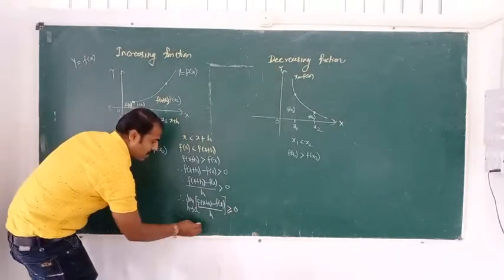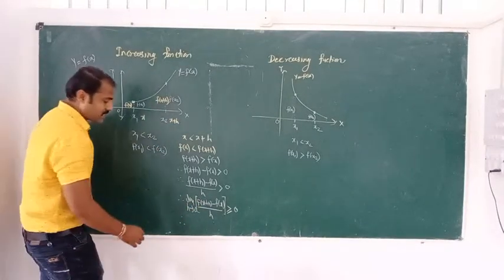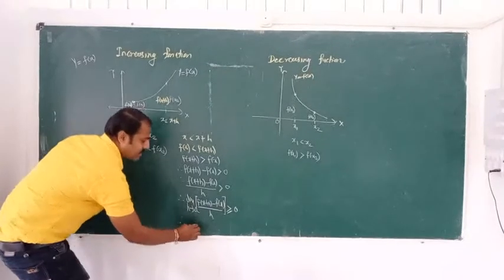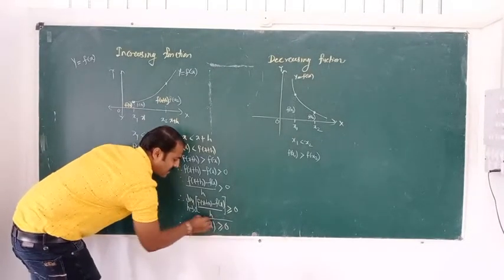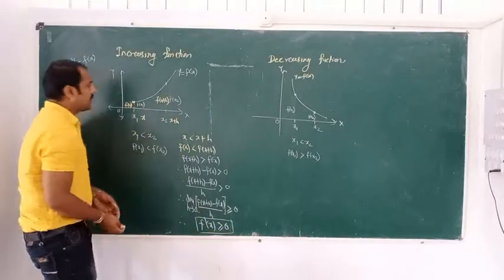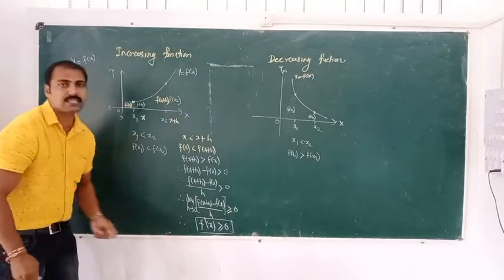So what is this? From the first principle of derivative, we say that it is nothing but f dash of x. And when f dash of x is greater than or equal to 0, then we say that your function is increasing. This is the condition for an increasing function.